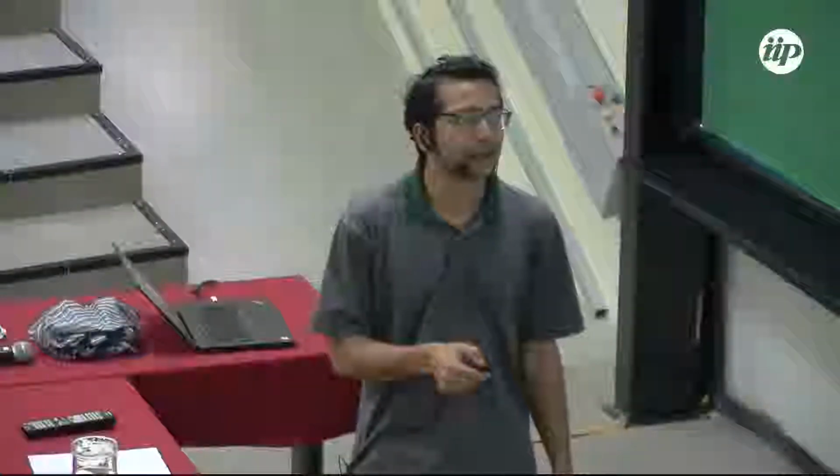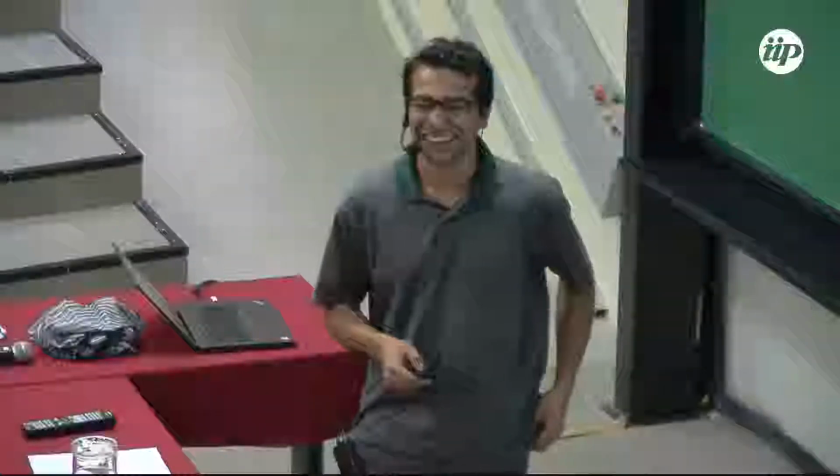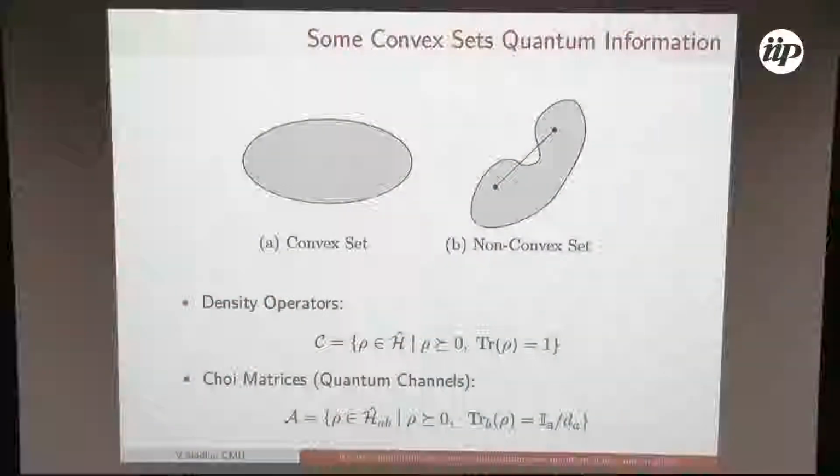What's a convex set and what's a non-convex set? A non-convex set is one in which you can draw a line such that along the line some point is outside the set. Right? And then, well, density operators form a convex set. The set of Choi matrices, also the same as the set of quantum channels, forms a convex set.